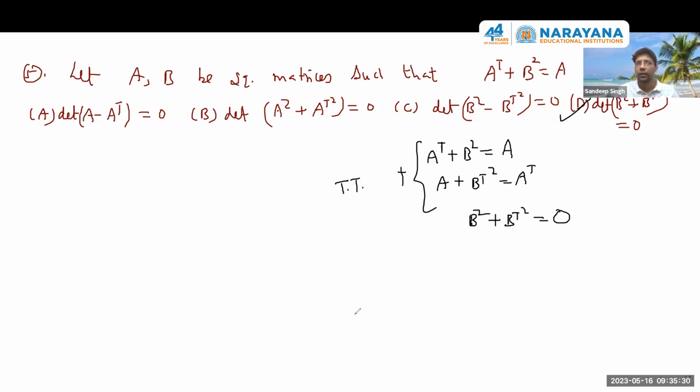Now, why? We can take B square to the other side and apply transpose on both. Or instead we can subtract these two because directly C option is there. So if I subtract these two equations, what will I get? B square minus B transpose square equal to 2 times A minus A transpose. Correct? And what about A minus A transpose? What is this matrix?